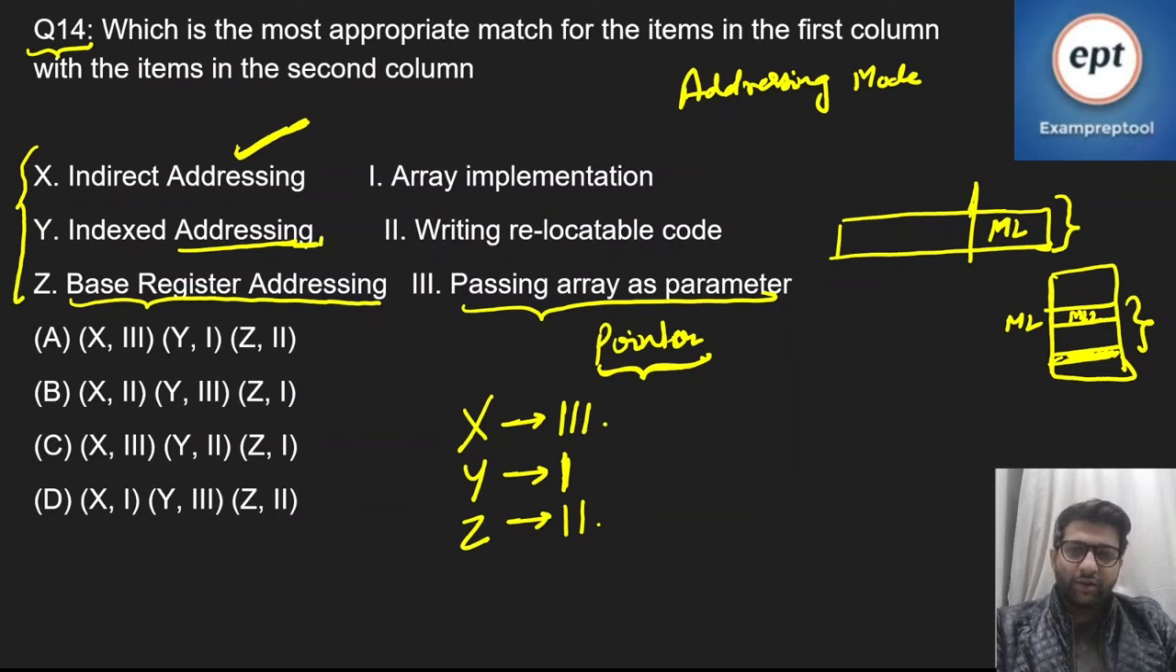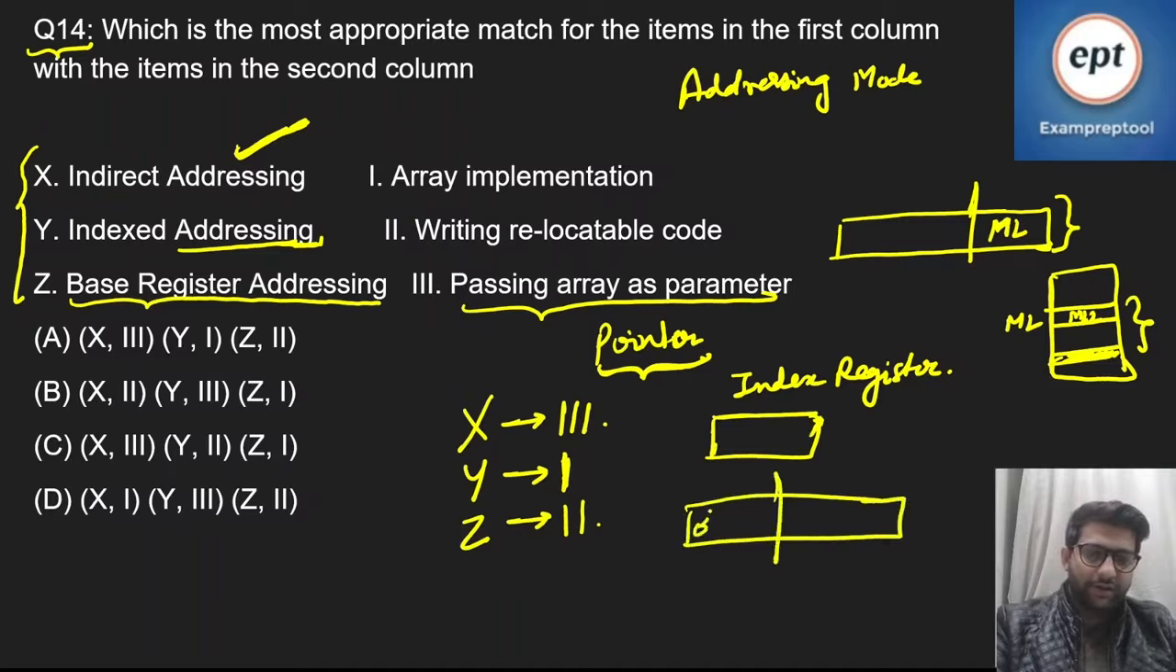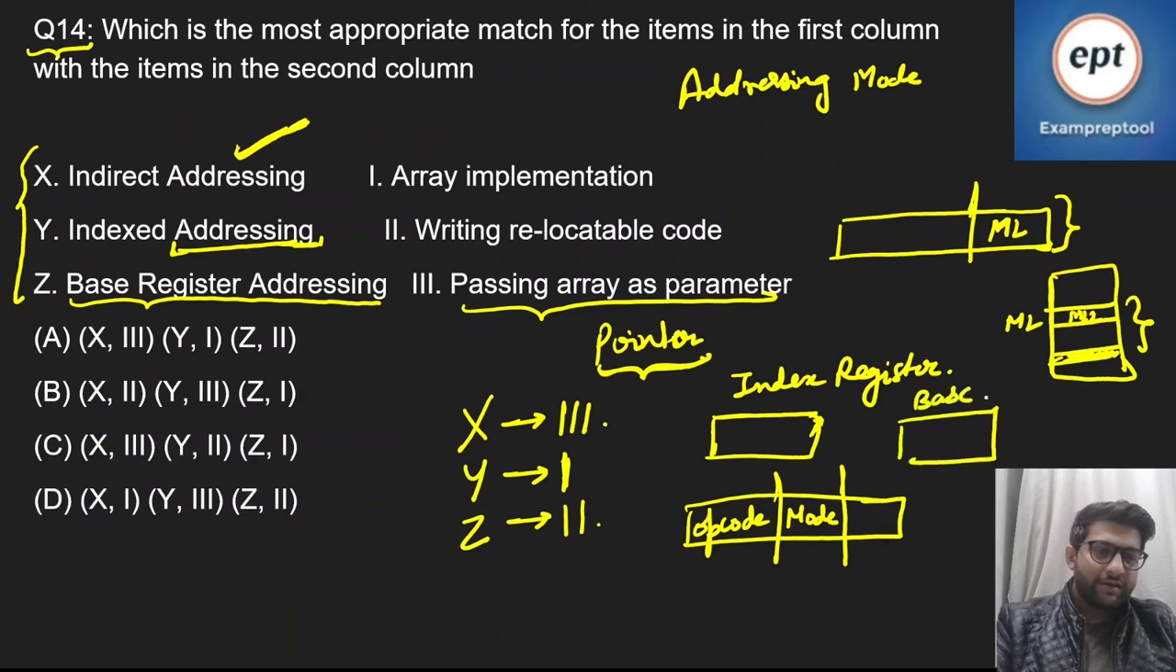So index addressing, what it does is that, let's say we will have an index register, right? And if this is an instruction, we will have an opcode and the mode. In index addressing, we can have two different types of index addressing. We can have one with the base address in the instruction, or we can have a separate base register, right?